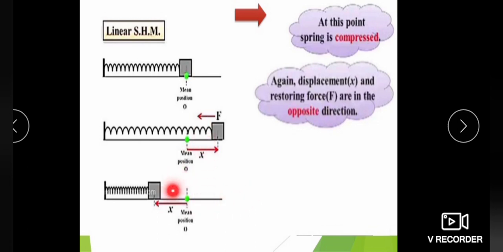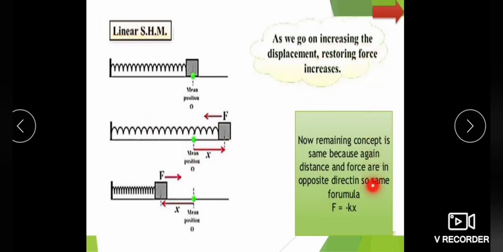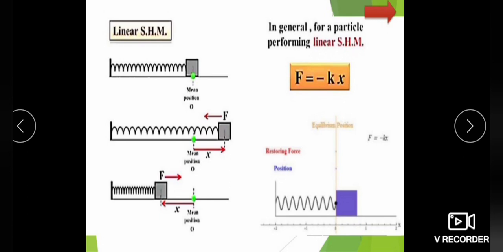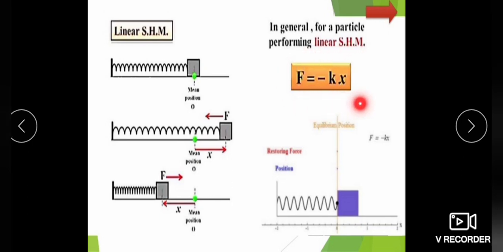So force and displacement are oppositely directed and directly proportional. We can find the force constant K, which depends upon the material of the spring. So the restoring force restores the position, and the restoring force is given by minus Kx.